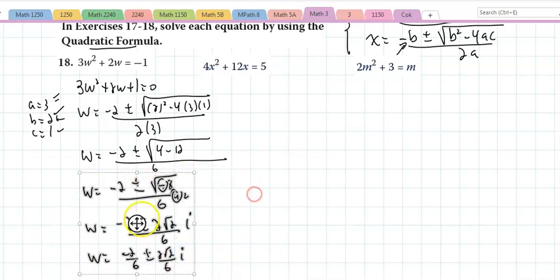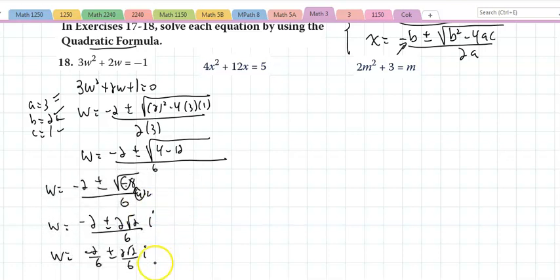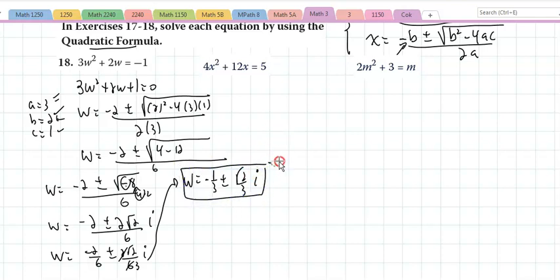I'm just going to shift this to the left a bit. Okay, that didn't work. And now I'm going to say W is going to equal negative 1/3 plus or minus 2 divided by 3 times radical 2 over 3 i. That would be my final answer.